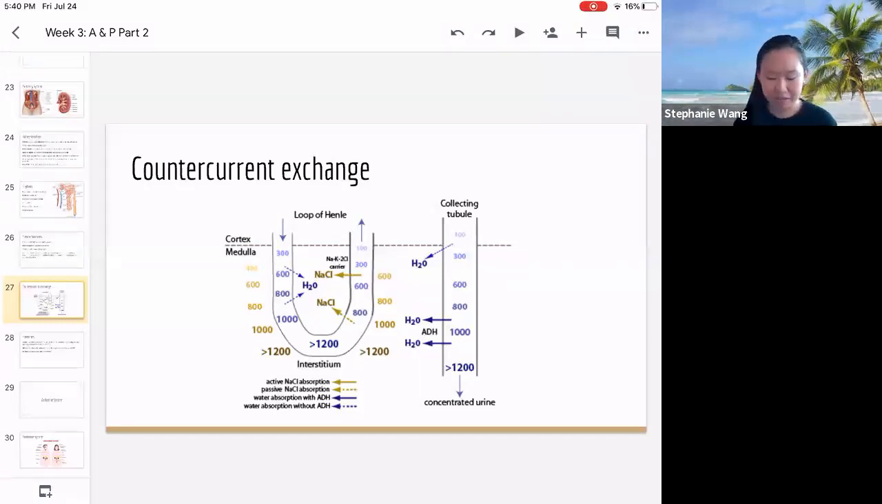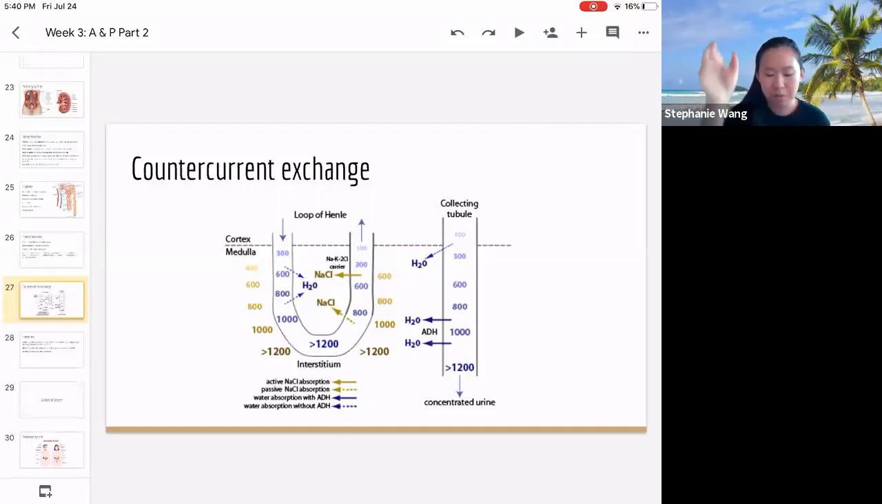Oh, okay, never mind. I know this. Okay, so basically the concentration of ions is what these numbers depict. So at the top, the concentration of ions is very little. But as it goes down, it'll increase to the max of 1200.